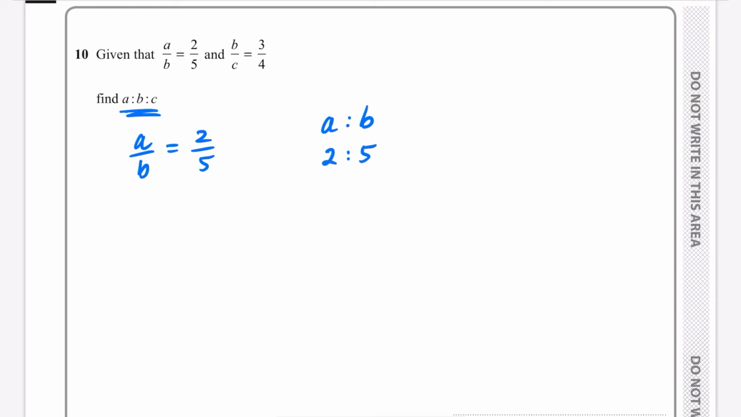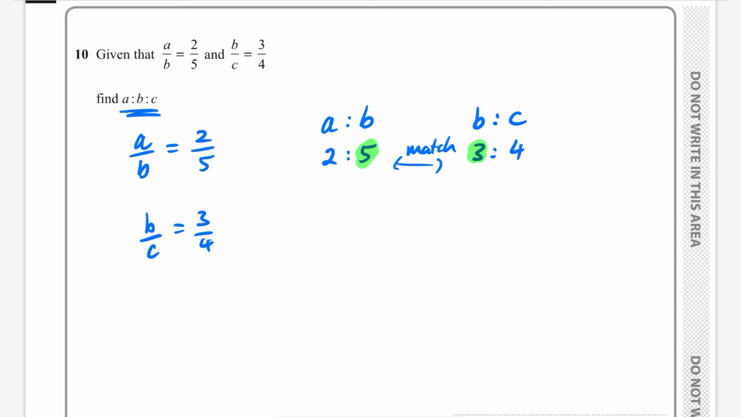And if B over C is 3 over 4, then B to C is in the ratio 3 to 4. So the ratio of B to C is 3 to 4. Now you'll notice that these numbers don't match, but we can multiply both of these ratios so that they do match. We want these numbers here to match.